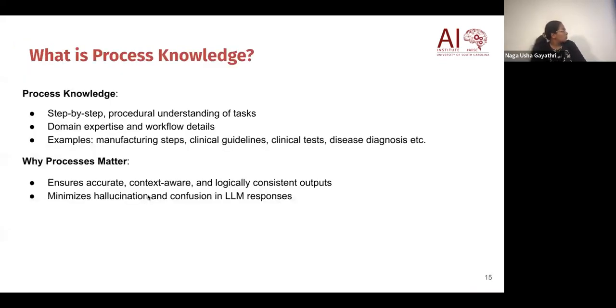Okay, let us discuss what process knowledge is. It is a step-by-step procedural understanding of tasks, and it requires domain expertise and workflow details. And why does process knowledge matter? Because it ensures context-aware and logically consistent outputs, and there is some coherence between the outputs it produces. There is a better chance of interpretability of results, and we can minimize hallucination and confusion in the large language model responses.